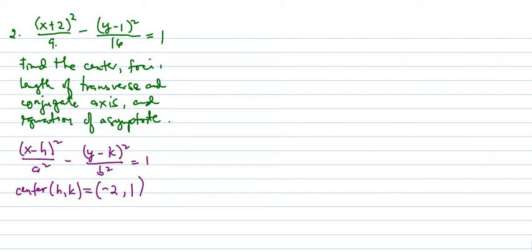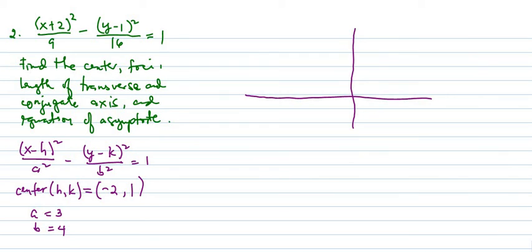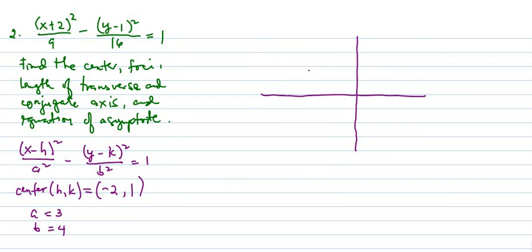For this case, our a is, this is 9, so 3. Our a is 3. And then our b is 4. So we have to draw our hyperbola. If we draw our hyperbola, this is our x-axis, and this is our y-axis.